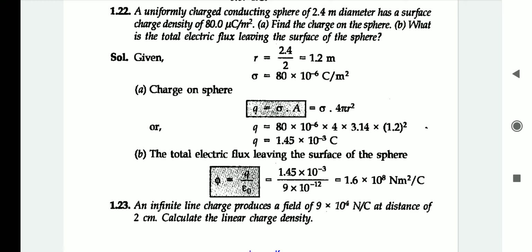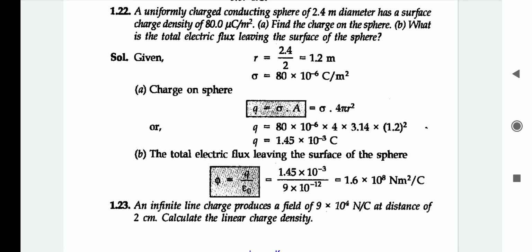Now, let us discuss some more numerical problems from the NCERT book. This is question number 22. The question is, a uniformly charged conducting sphere of 2.4 meter diameter has a surface charge density of 80 microcoulomb per meter square. The first part is, find the charge on the sphere. The second part is, what is the total electric flux leaving the surface of the sphere?